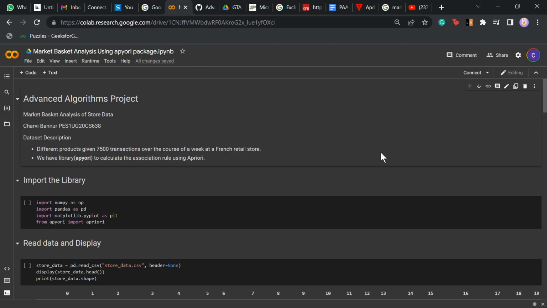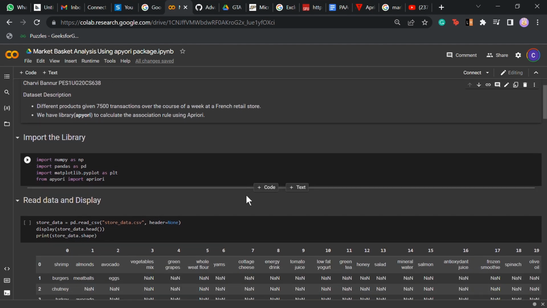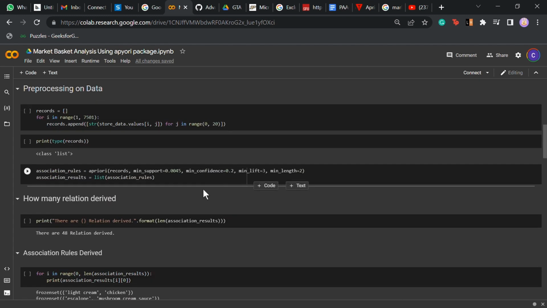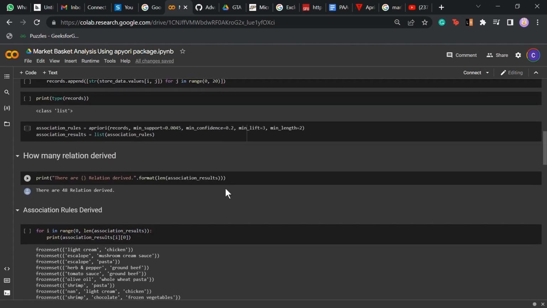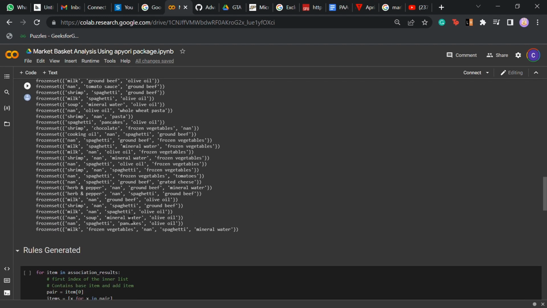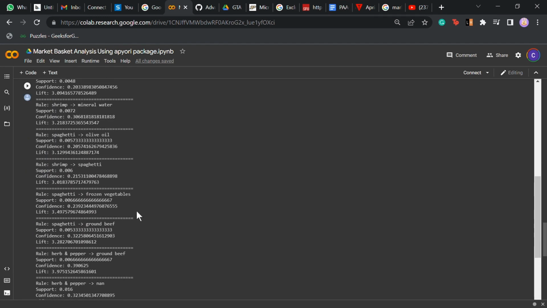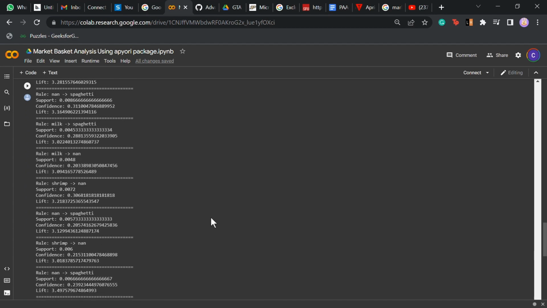This is my implementation of the Apriori algorithm using the Apriori library from Python, which has the itemsets. I've done pre-processing and derived association rules, as you can see over here. Then the rules generated, along with their confidence and lift, are also being shown.